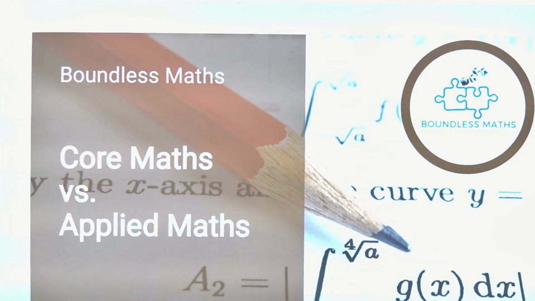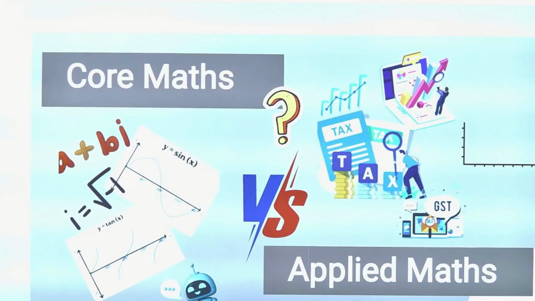So before we get into the details, first let's understand what is the difference between core maths and applied maths. Core maths is traditional mathematics that we have been studying. It focuses on abstract, spatial and advanced mathematical concepts. Think of complex numbers, trigonometric ratios, vectors, 3D geometry, all that is covered in core maths. Whereas applied maths, on the other hand, is the practical side of mathematics. It focuses on real-world applications like calculating EMIs, understanding income tax, calculating GST, analyzing data, statistics and much more.